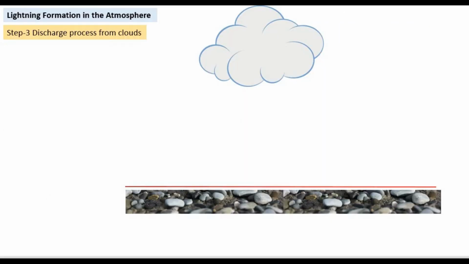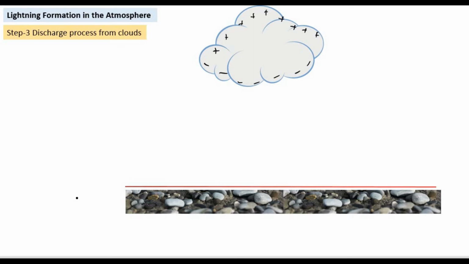So now let's apply the third step, that is the discharge process from the clouds. And for that we have a cloud, and we have already discussed that the bottom part of the cloud is negative and the upper part of the cloud is positive. So this is a cloud which is heavily charged, and this cloud wants to get rid of these charges which it has gathered. So the cloud basically wants to remove its charges. That is called discharging process.